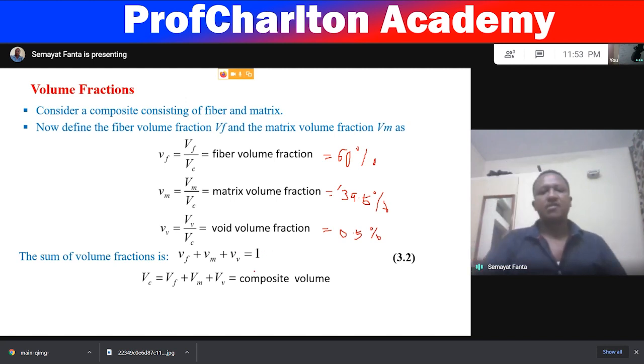So that is equal to volume fraction of fiber plus volume fraction of matrix plus volume fraction of void, which gives us 1. So the composite volume totally is equal to volume of fiber plus volume of matrix plus volume of void.